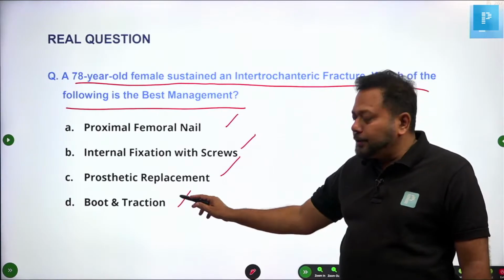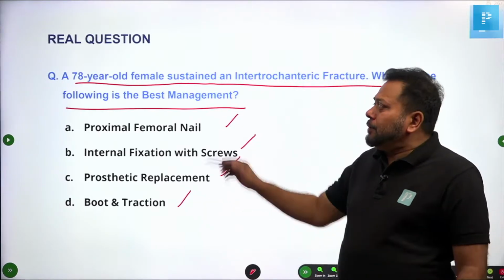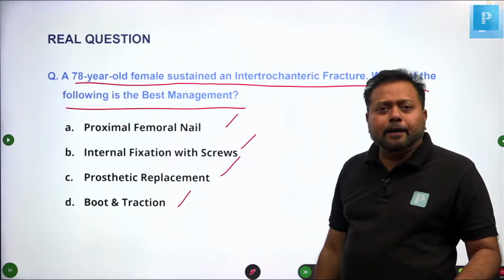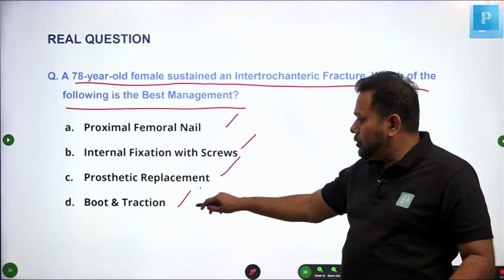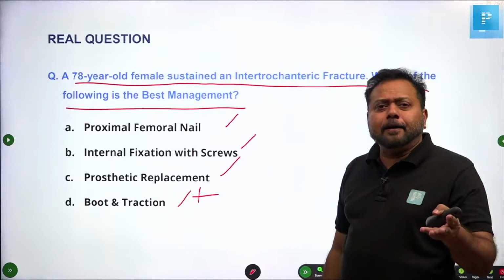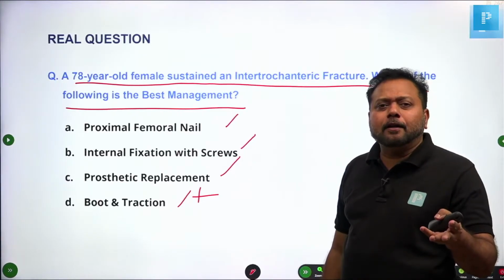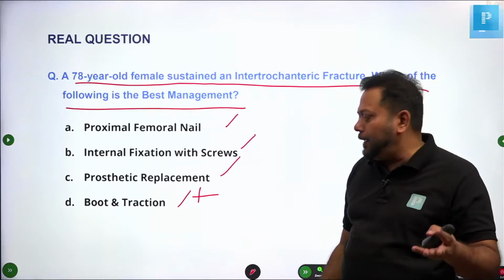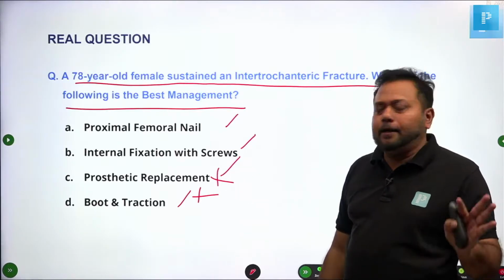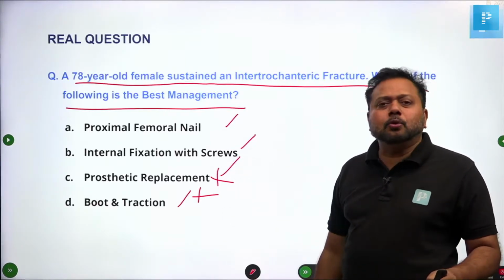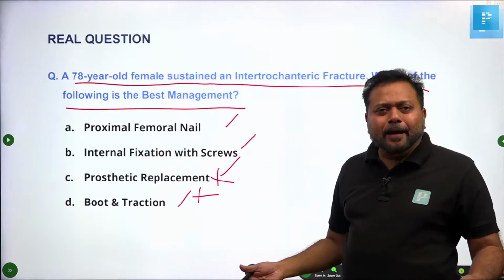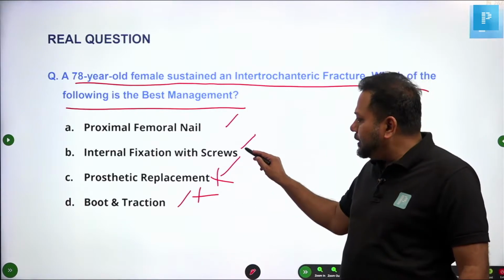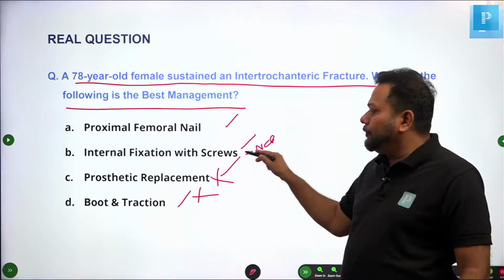See, boot and traction is conservative. In a 78-year-old, when you give boot and traction, you have to immobilize her for 48 days, and she will die of bed sores. Ruled out. Prosthetic replacement means head and neck is replaced, that's called hemiarthroplasty. This is for neck of femur fracture, so that is wrong. Internal fixation with screw is very vague. That is called 3-point screw fixation, again for fracture neck of femur, not for intertrochanteric fracture.